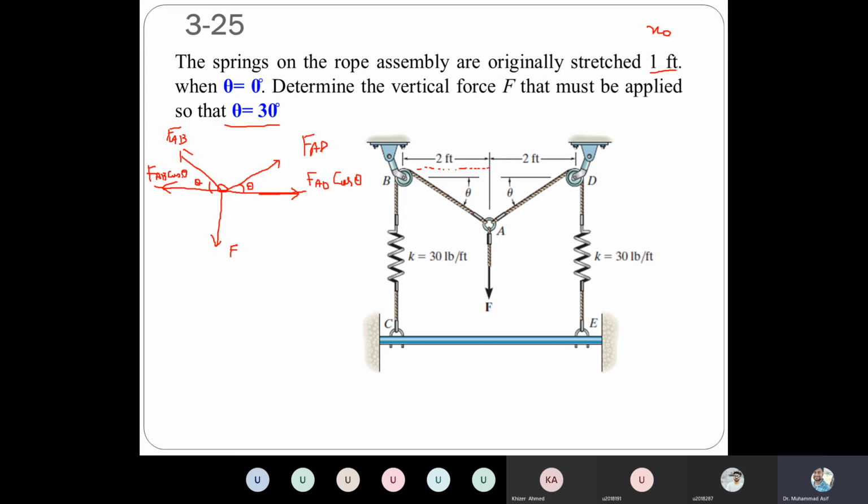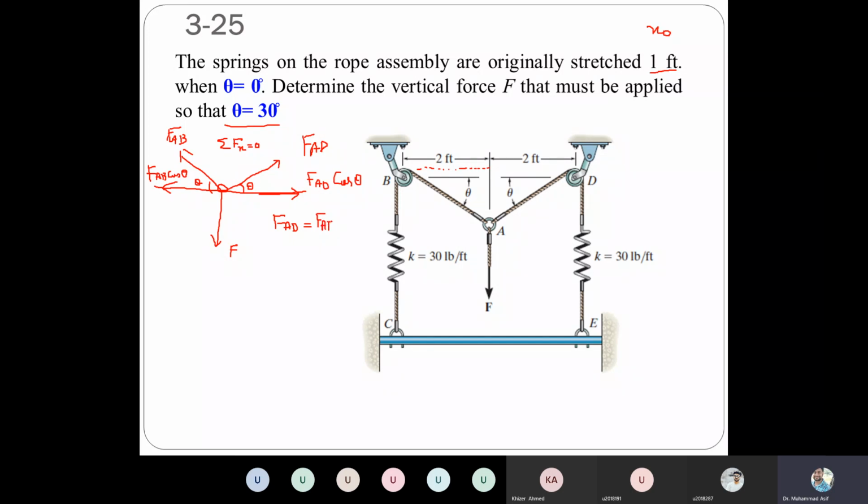So if we apply the first condition, sum of all the forces in the x direction is equal to 0, then the cos theta will cancel out. So that means F_AB will equal F_AD. Both forces are equal. So F_AD is equal to F_AB.